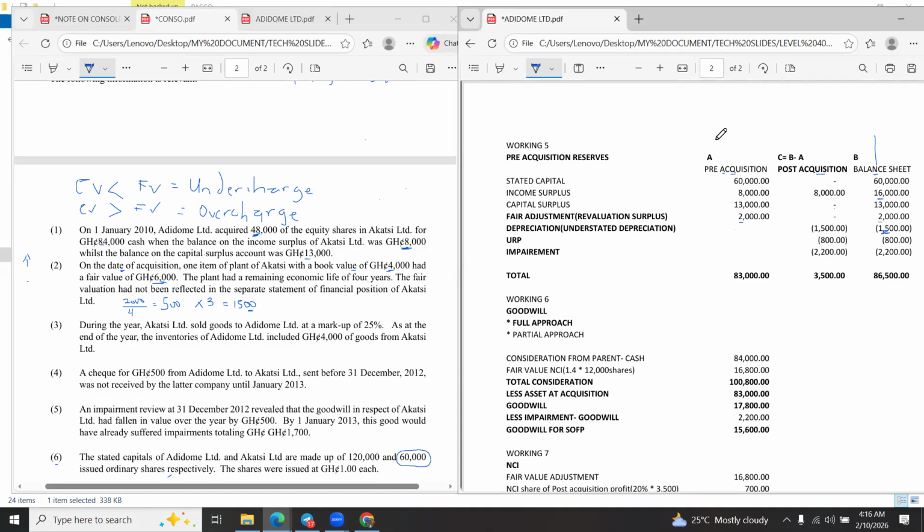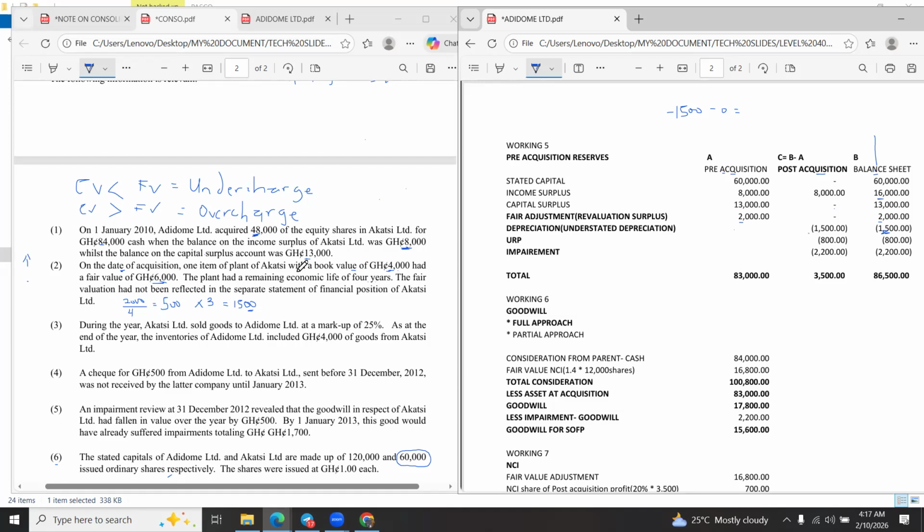So if I have negative 1,500 minus 0, what would be the answer? Reasons why this is a negative figure. Can you tell? All right. You have a question? Is someone asking a question? Okay. Depreciation is an expense. That's why it's a negative figure, if you think about it like that.